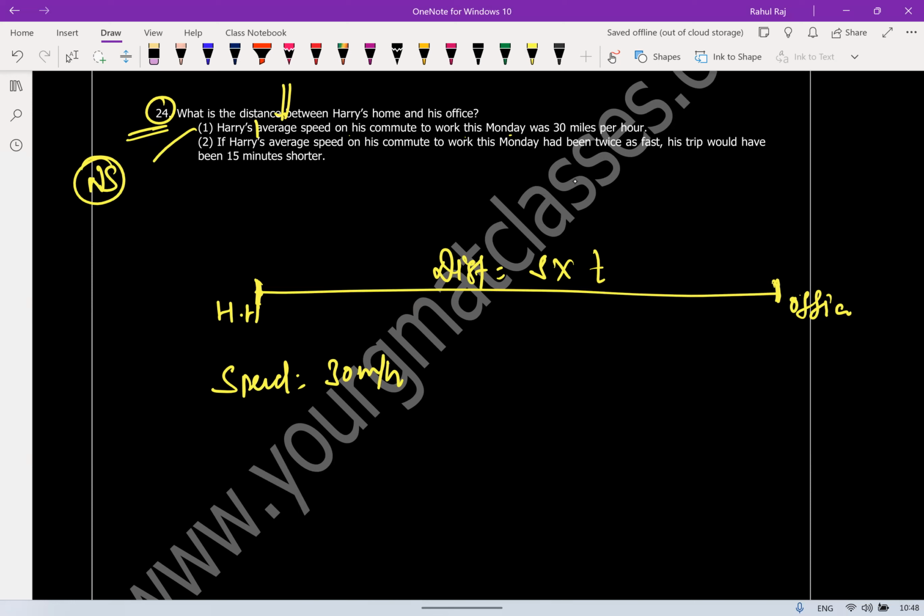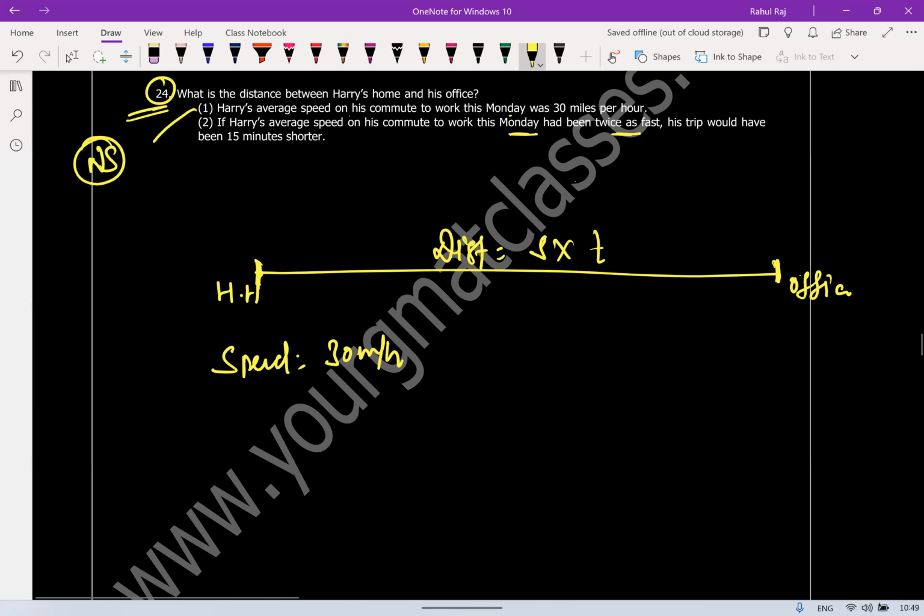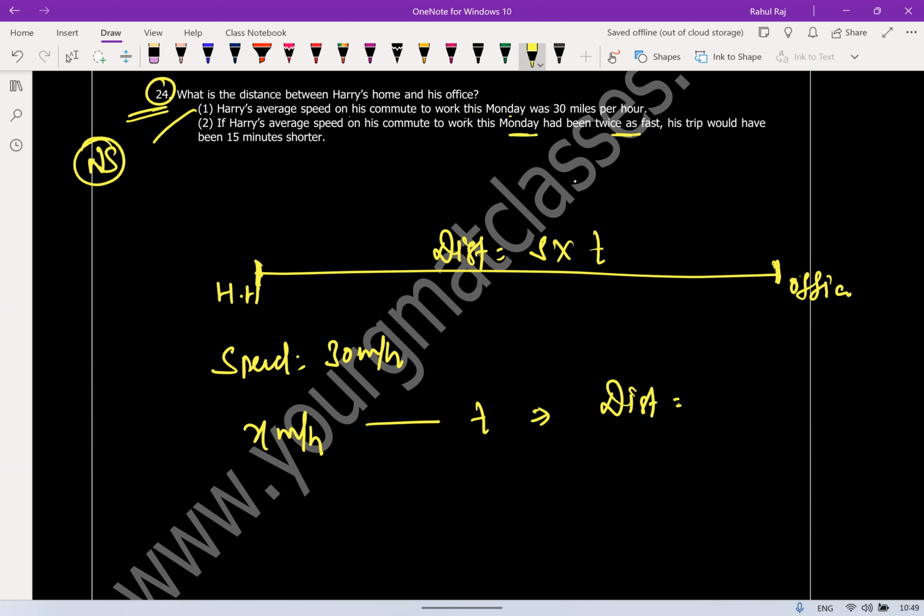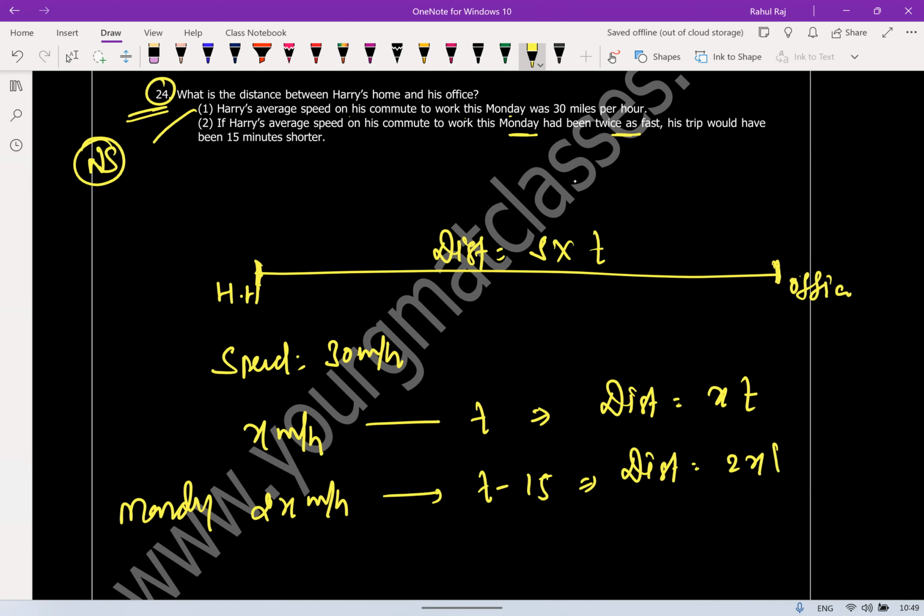Option number 2 says, if Henry's average speed on his commute to work this Monday had been twice as fast, his trip could have been 15 minutes shorter. What it means is, imagine on a normal day, if he traveled at x miles per hour, he takes time t. So the distance that he covers is xt. But on this Monday, his speed was twice, so it was 2x miles per hour. The time that he would take is t minus 15 minutes. So the distance is 2x into t minus 15.